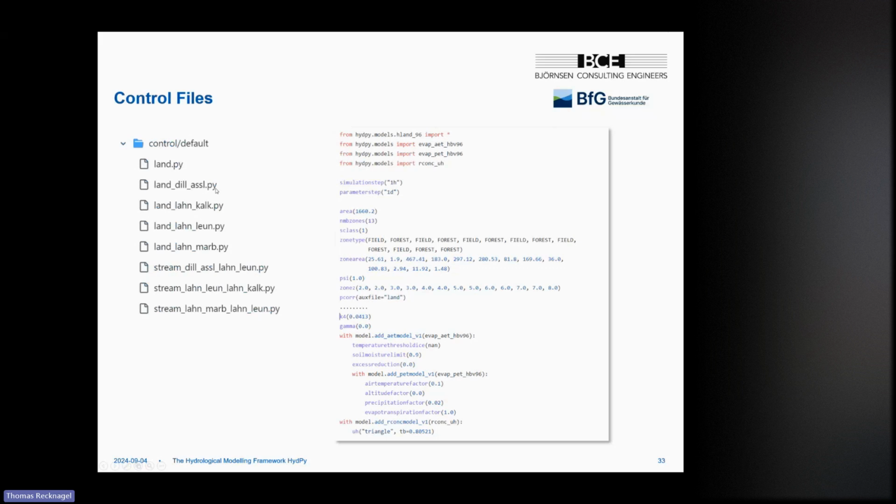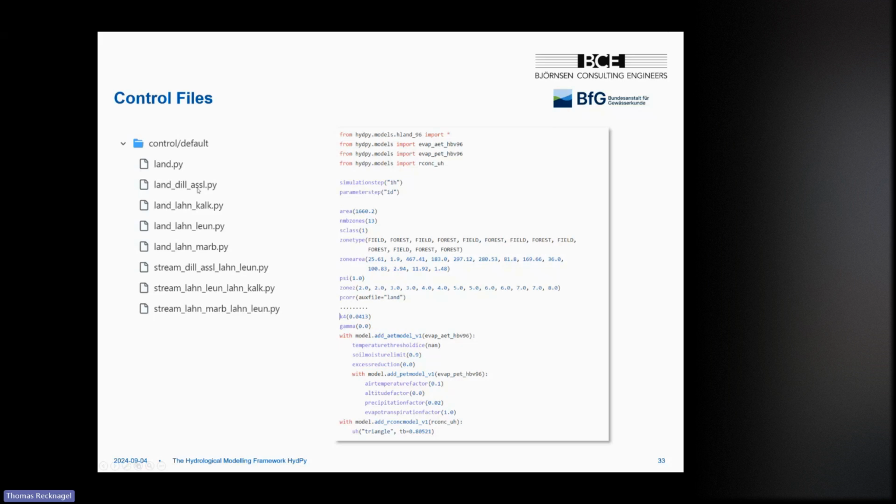Then we have control files. The control files are the files where we define our model, and similar to what we did before, we have here one example control file. We do a wildcard import for the HLand96 model, and we do the import from the modules for our submodels, and then we set all the parameters that are necessary for the models, and here we set the submodels that we need for our application model. So this is similar to what we did in the tutorial before.